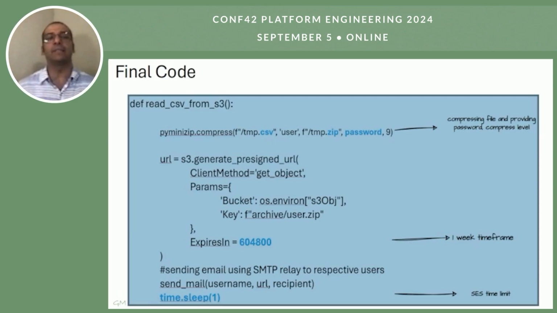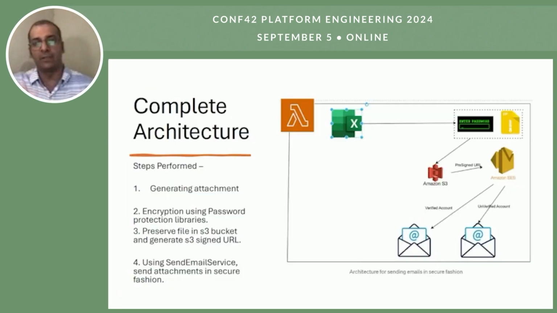And the SES service, as I mentioned, has a limit of 40 emails per second. So I thought, okay, why not put a 1 second delay in between each and every email. But it purely depends on your implementation, how you want to do it. We can use time.sleep in between sending the emails to make sure we are not reaching the throttling limit of the SES service. The final architecture will look like this.